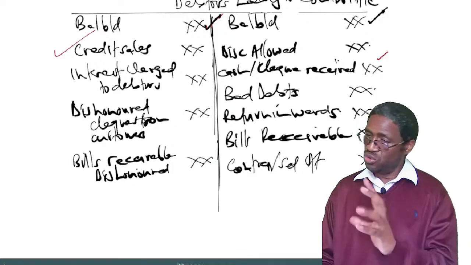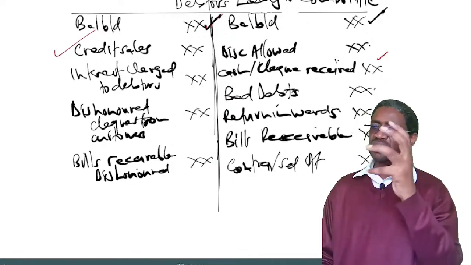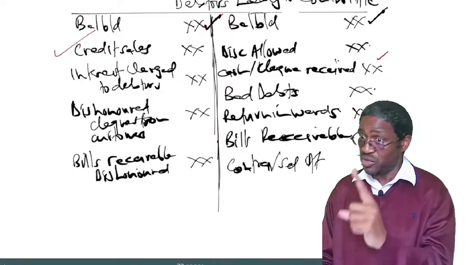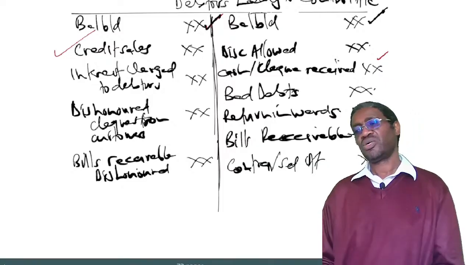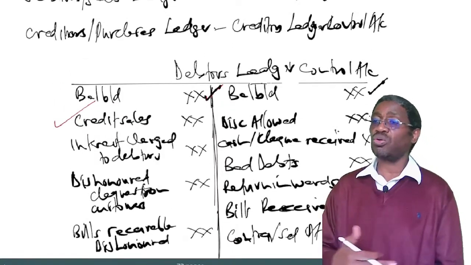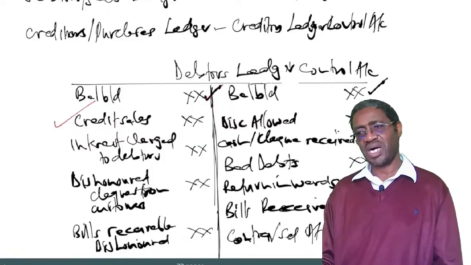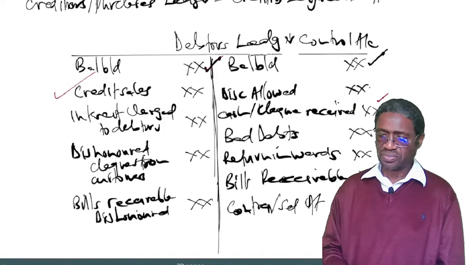Remember, I told you, you are only bringing the total amounts, not the individual entries. Because this is why we owe. By the way, these accounts are also known as total debtors control account. Okay, good.